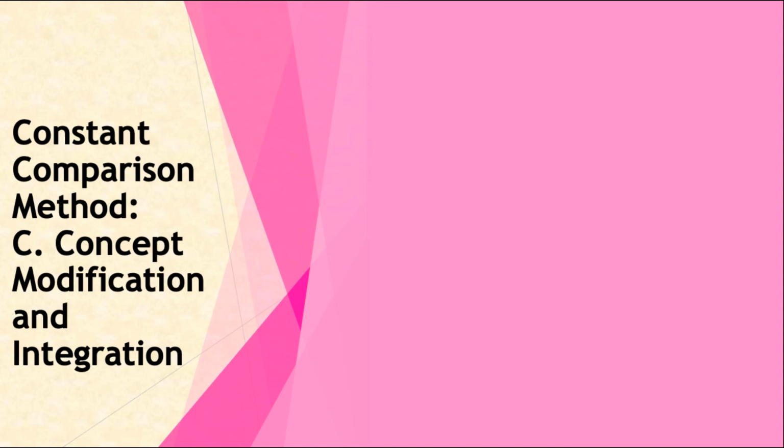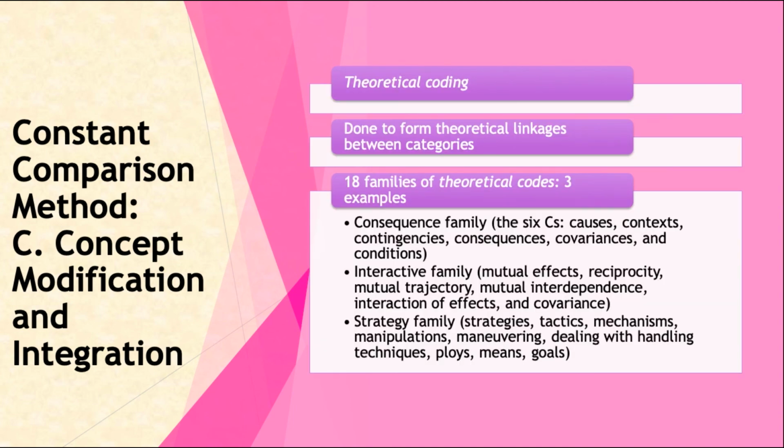Then we come to concept modification and integration, which is theoretical coding done to form a theoretical linkage between categories. After you develop all the categories, you must explain the link between them, the relationship between those categories. Based on Glaser, there are 18 families of theoretical codes. We will give 3 examples.